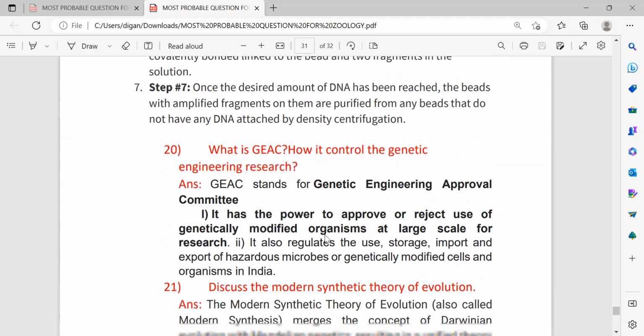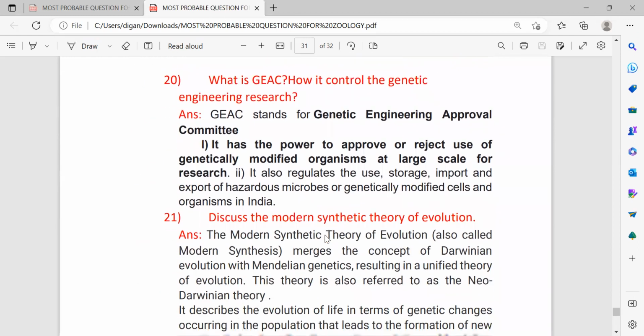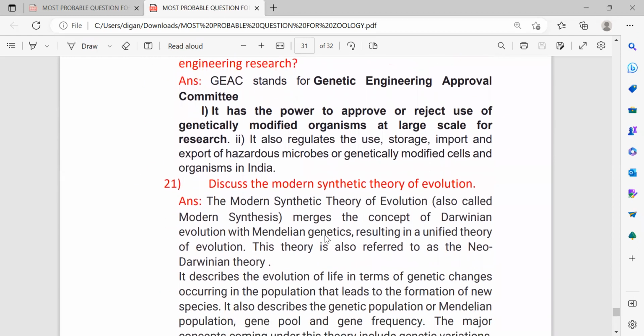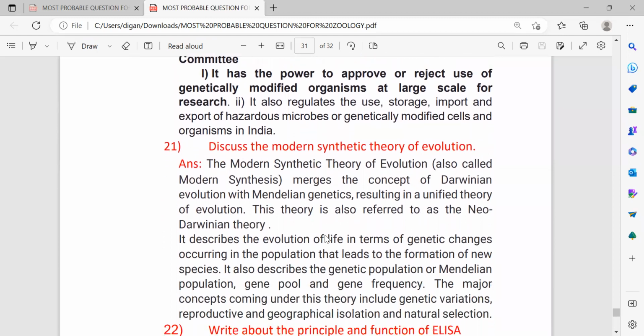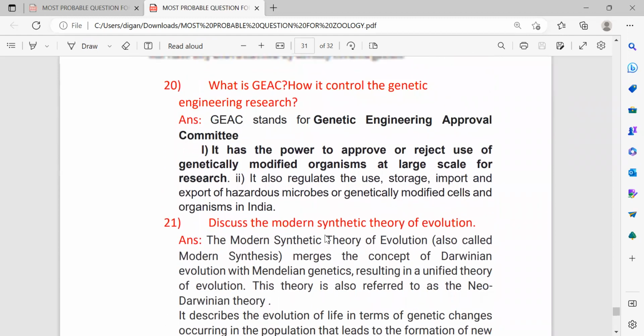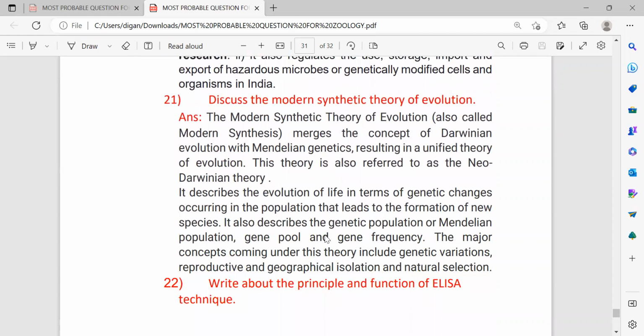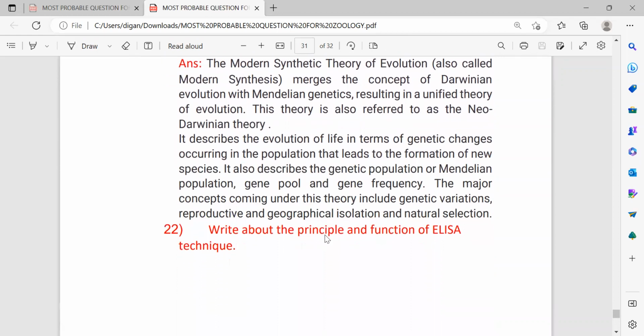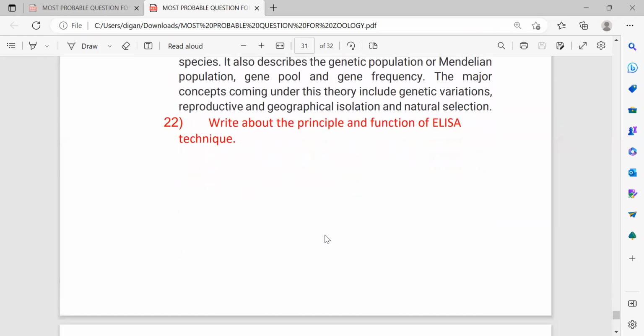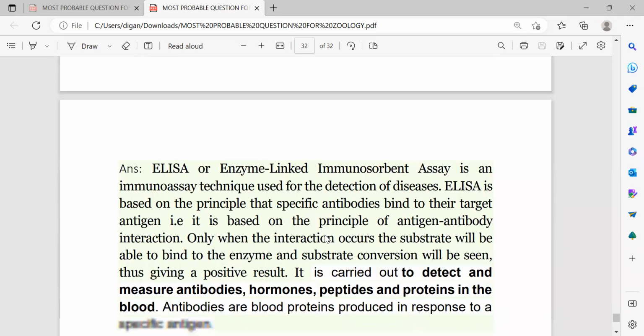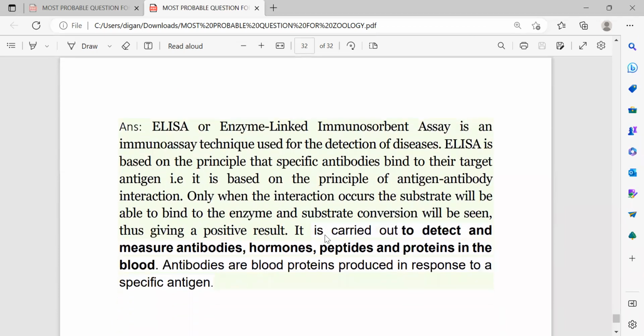What is GEAC? How does it control genetic engineering research? GEAC means Genetic Engineering Approval Committee, and how it controls genetic research is in two ways. Discuss the modern synthetic theory of evolution. This is the modern synthetic theory of evolution. Write about the principle and function of ELISA technique. So this is the principle and function of ELISA technique.